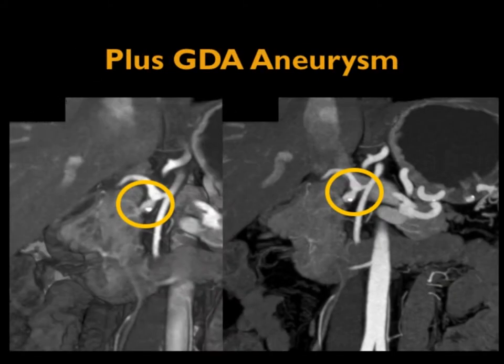Now, one thing to remember is patients who have splenic artery aneurysms often have other vessel aneurysms. So if you see a splenic artery aneurysm, keep looking. So this patient also had a GDA aneurysm. So patients who have vascular disease that leads to aneurysms, it's often not just one local bed.